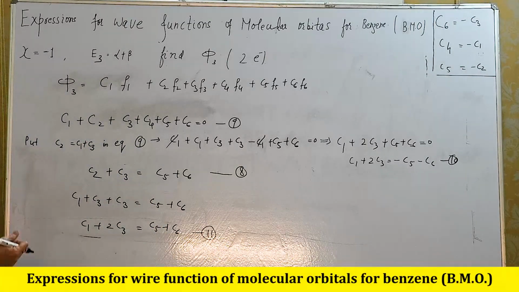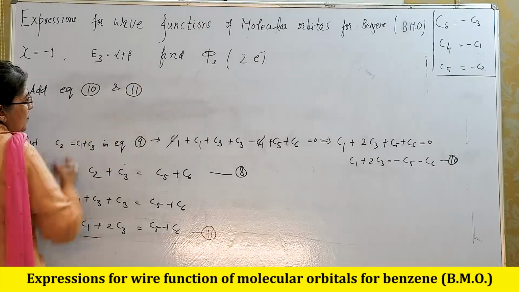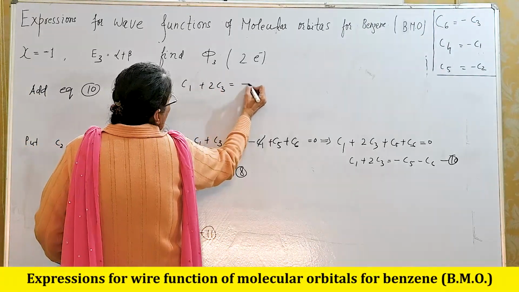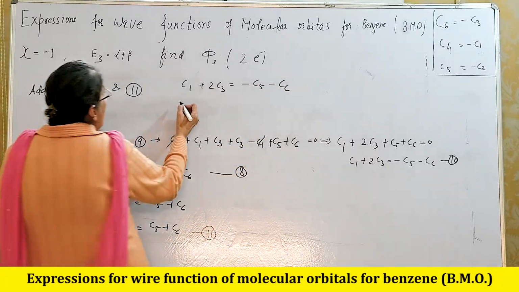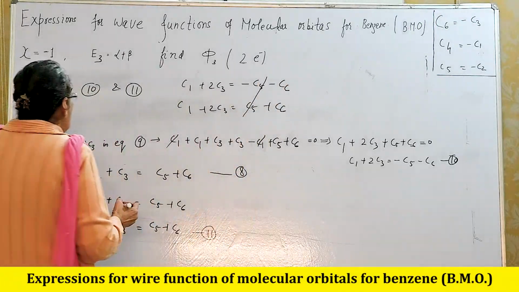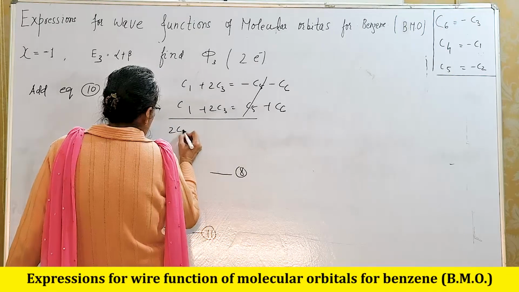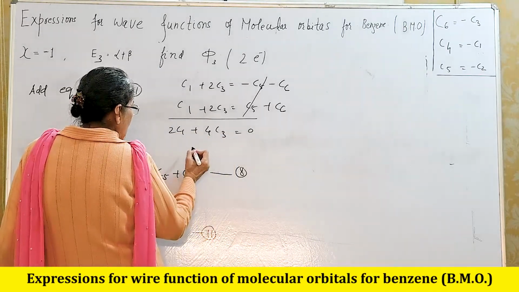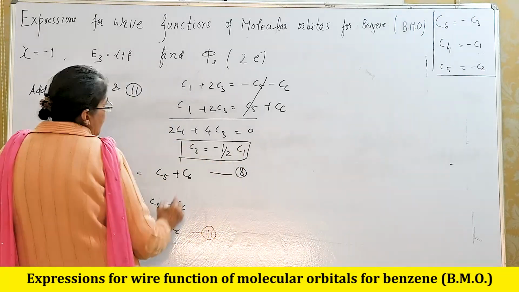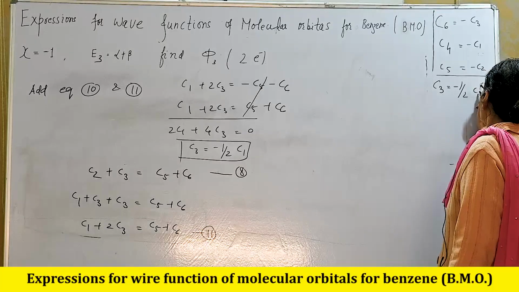Now add equation number 10 and 11. So what you get? C1 plus 2C3 is equal to minus C5 minus C6, and C1 plus 2C3 is equal to C5 plus C6. Therefore, this is cancelled. So you get that 2C1 plus 4C3 is equal to 0. Therefore, C3 is equal to minus half C1. This is one relationship we got, that C3 is equal to minus half C1.